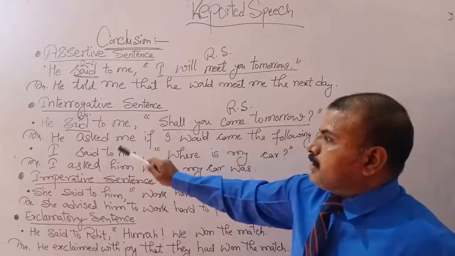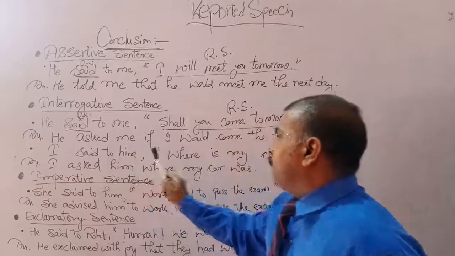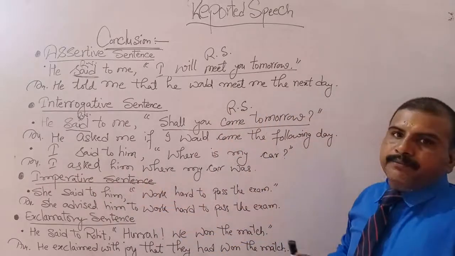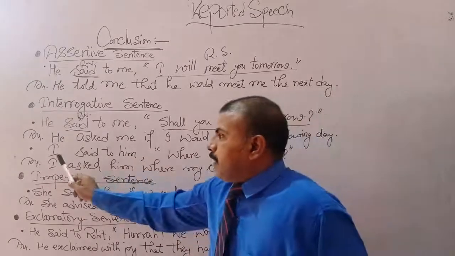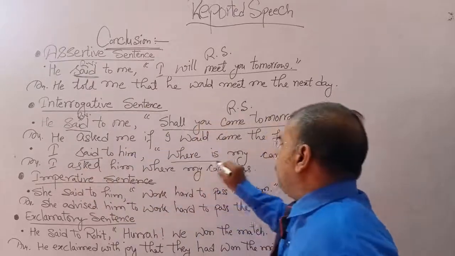Now look at the next example for interrogative sentence. I said to him, "Where is my car?" Here again we have to follow the same rule: reporting verb, reporting speech.